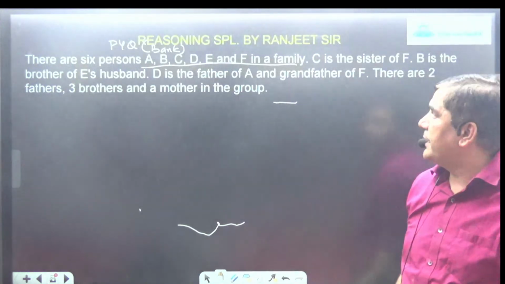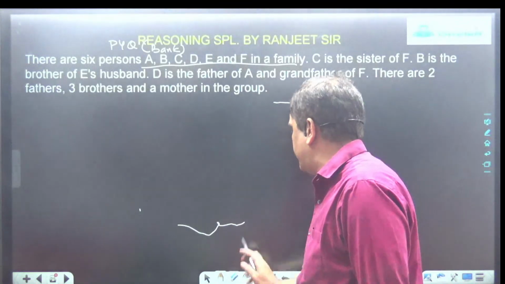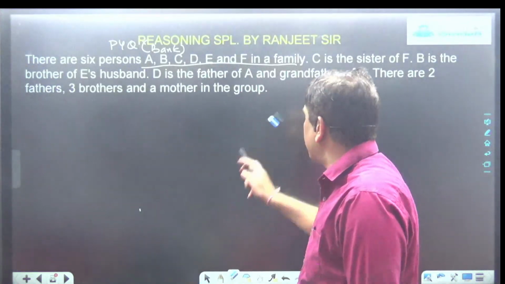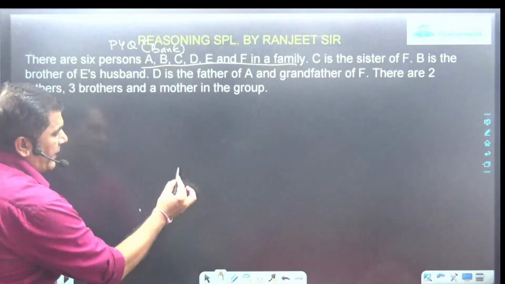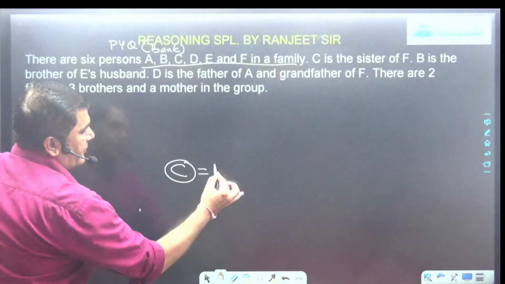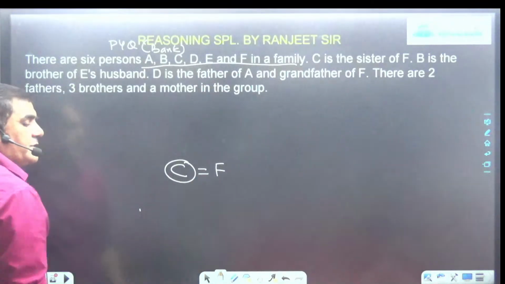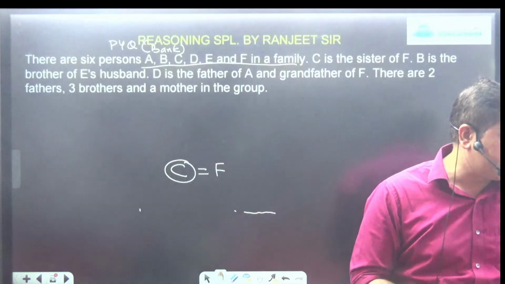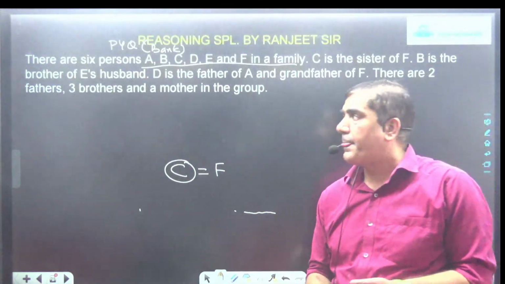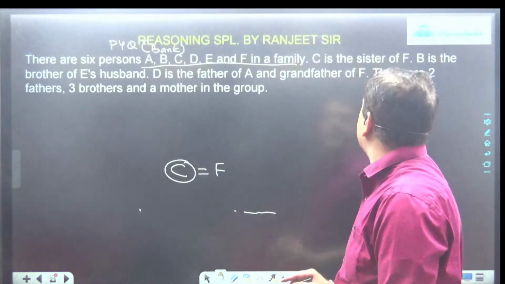Statement number 1. C is the sister of F. So let's plot it. C must be the sister of F. F's gender is not known to me. The only thing I can say is C is the sister, so C must be female. Clear? Next one. B is the brother of E's husband.